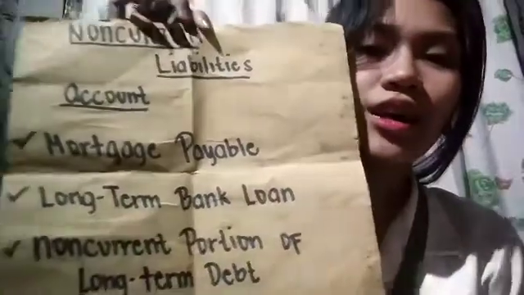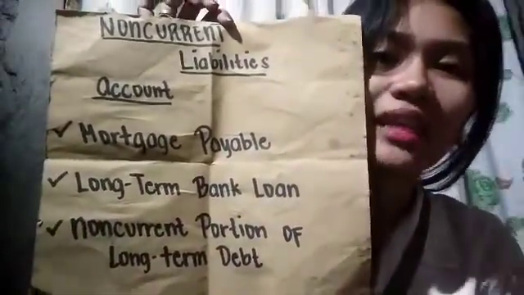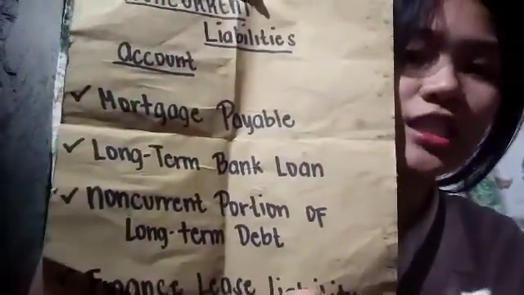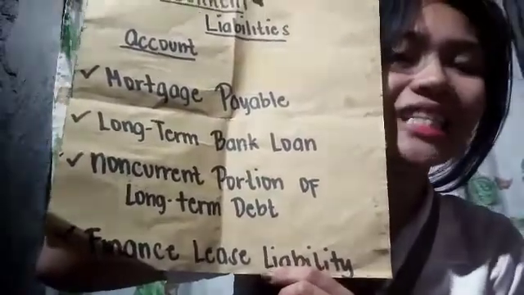Everyone, I'm here to tackle the non-current liability accounts. When you say non-current liability, it is a present obligation of the entity arising from past events which are expected to result in an outflow of resources from the entity that do not meet the criteria of current liabilities. In other words, liabilities that do not meet the requisites of current liabilities are classified as non-current liabilities. The following accounts are ordinarily classified as non-current liabilities: the mortgage payable, the long-term bank loan, the non-current portions of long-term debt, and the finance lease liability.